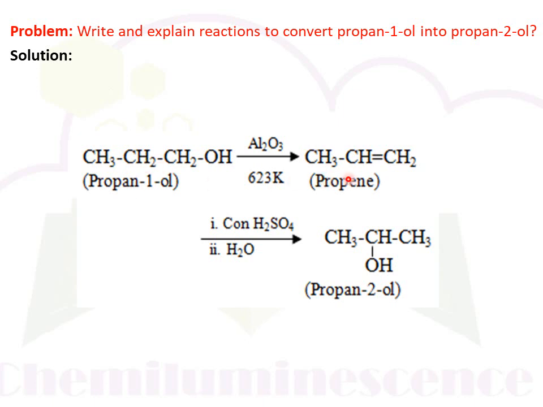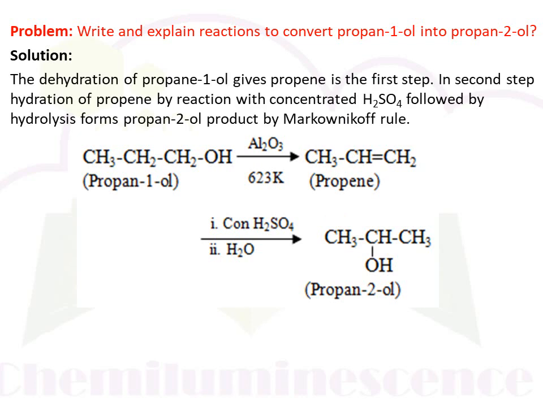We get the propene. And we know the method for preparation of alcohol from propene. If this propene undergoes hydration in presence of sulfuric acid, we get propan-2-ol as a product, because we know that the hydration product is formed according to Markovnikov's rule. That is, the negative part is attached to that carbon which has less number of hydrogen atoms. Hence, we get propan-2-ol from this propene.